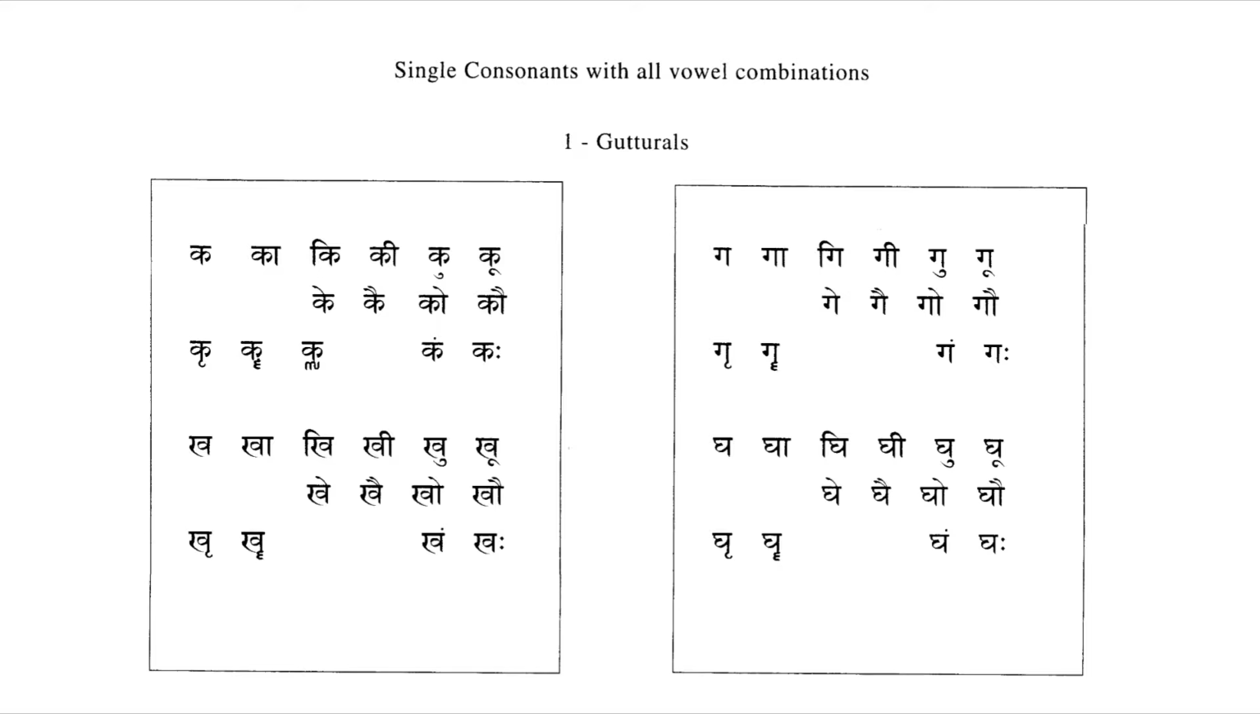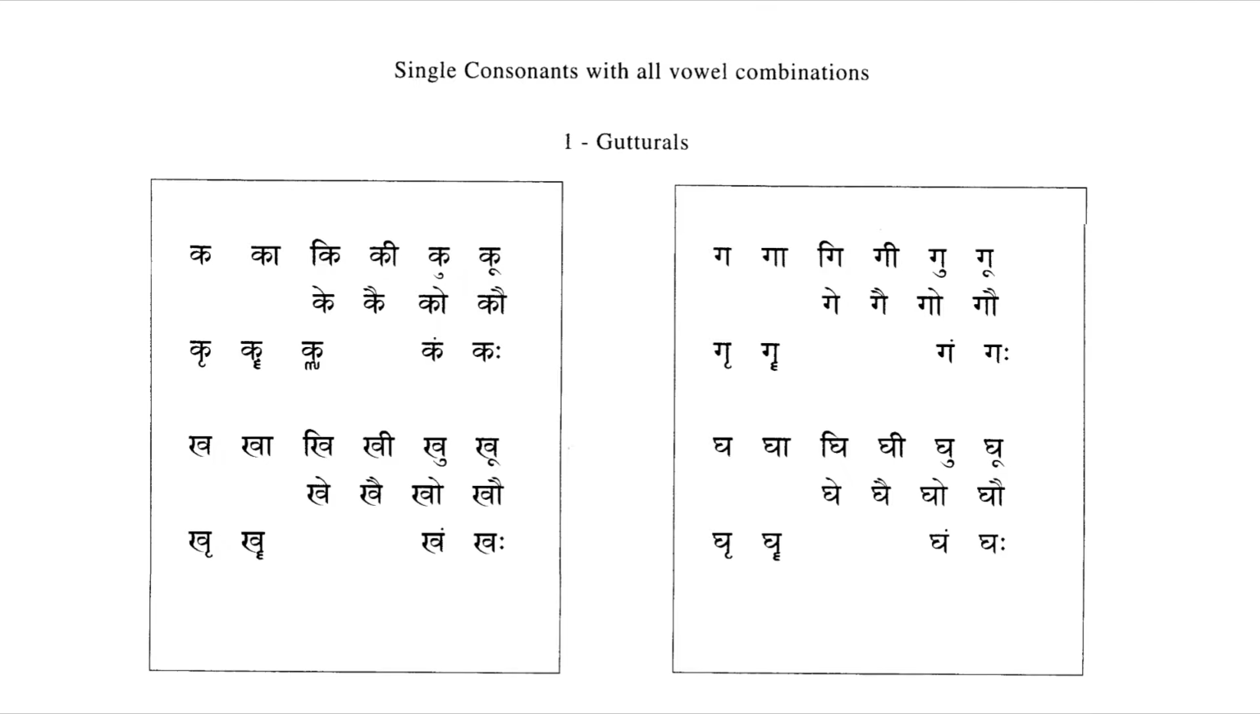Ga, ga, gi, gi, gu, gu. Ge, gai, go, gau. Gam, gaha. Gr, gri, gr, gri. Soft, aspirated.